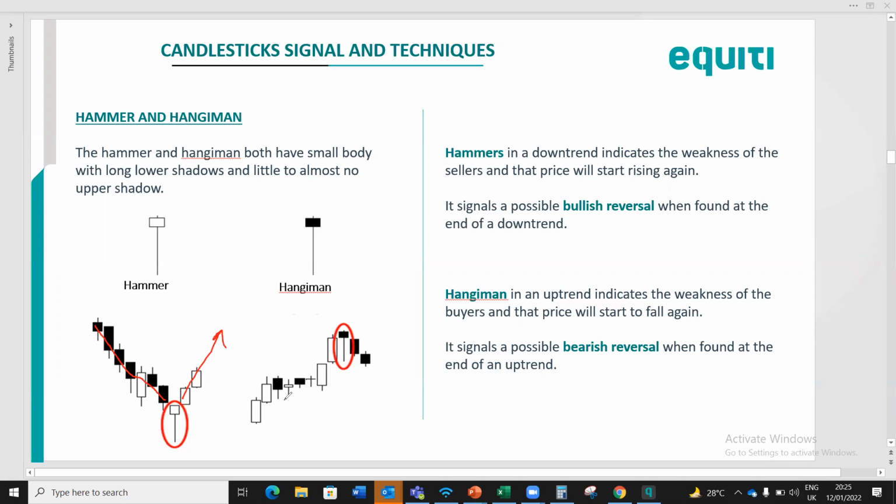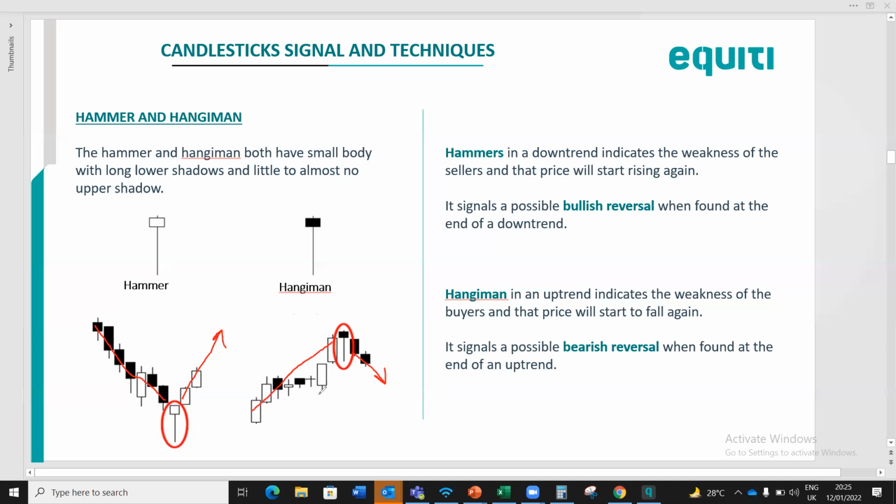The same thing for the hanging man. The hanging man in an uptrend indicates the weakness of the buyers, and the prices will start to fall again. It signals a possible bearish reversal when found at the end of an uptrend. So once you find the hanging man at the end of an uptrend, what it signals is a possible bearish reversal. Why? Because the strength of the buyers is getting toward exhaustion.